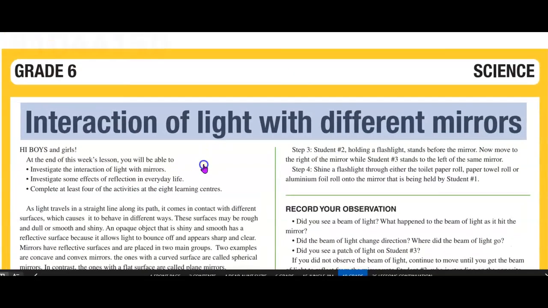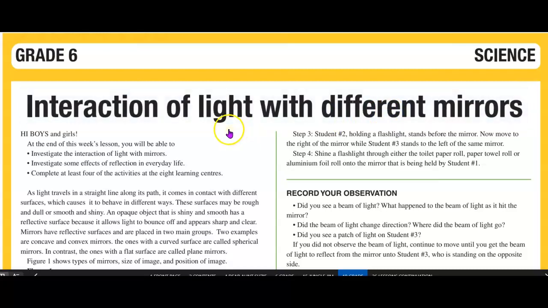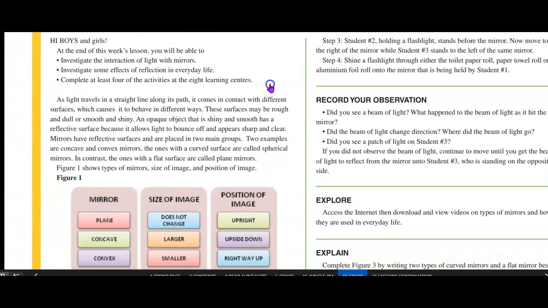All right, so in this episode, we're looking at interaction of light with different mirrors. At the end of this lesson, you will be able to investigate the interaction of light with mirrors, investigate some effects of reflection in everyday life, and complete at least 4 of the activities at the 8 learning centers. Let's pay attention to this content.